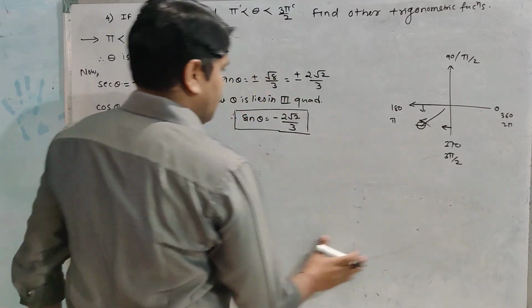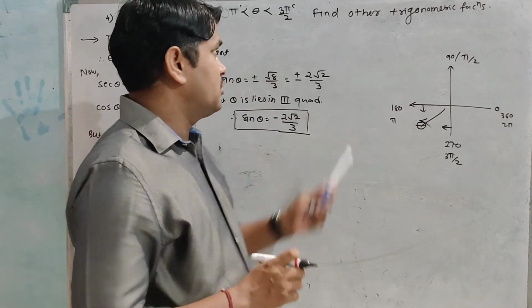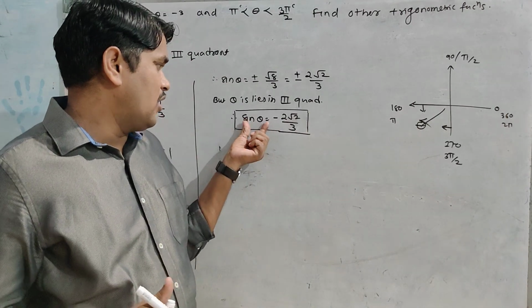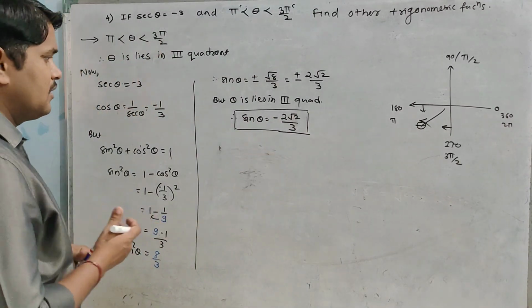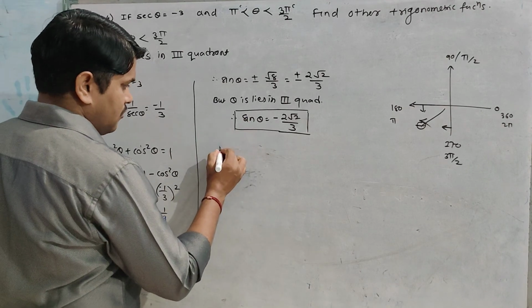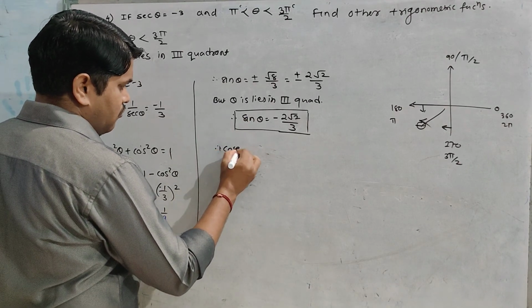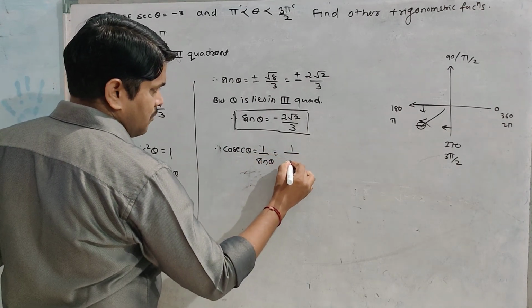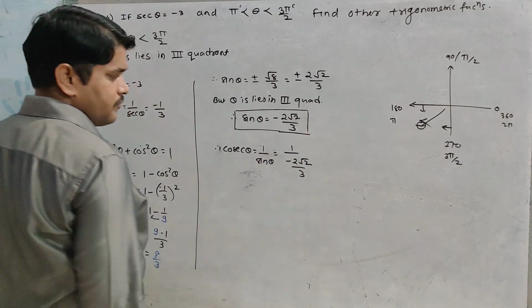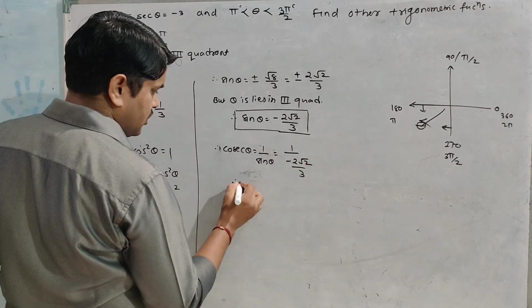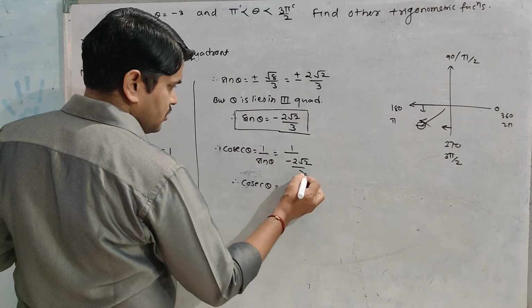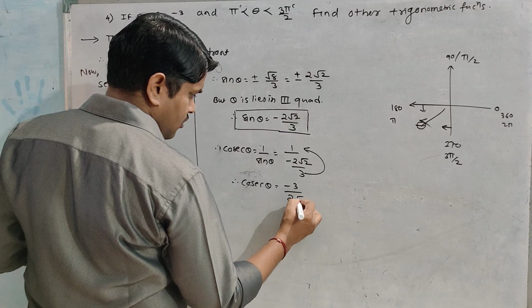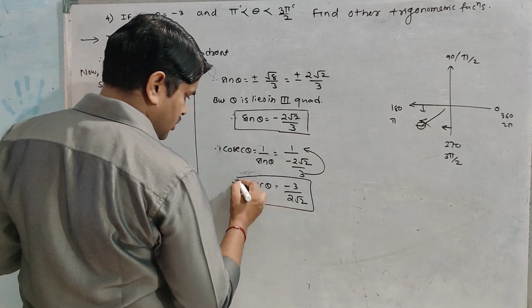So we get negative values. Why did negative come? By using this condition, theta lies in the third quadrant, so in the third quadrant sin is negative. So we get the value of sin theta as minus 2 root 2 upon 3. We got sin, so by using sin we get cosec. Therefore cosec theta is equal to 1 upon sin theta, so 1 upon minus 2 root 2 upon 3. The 3 is shifted to the numerator as well as the minus, so minus 3 upon 2 root 2. This is cosec theta.